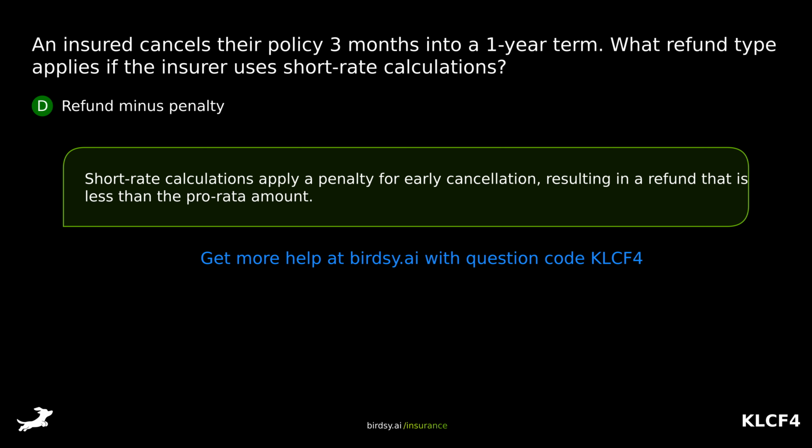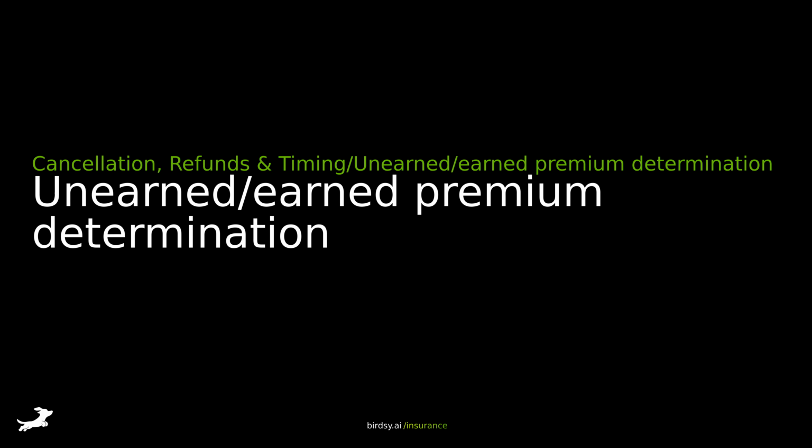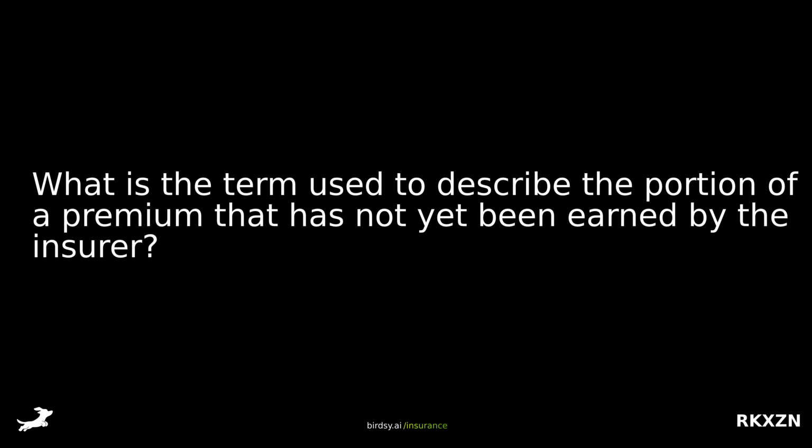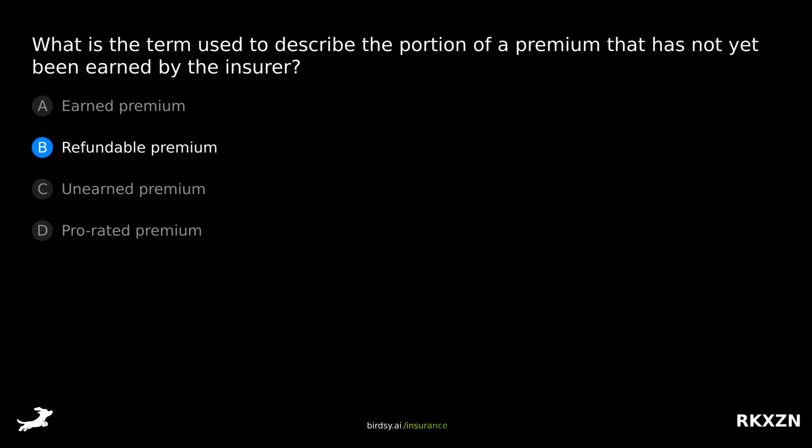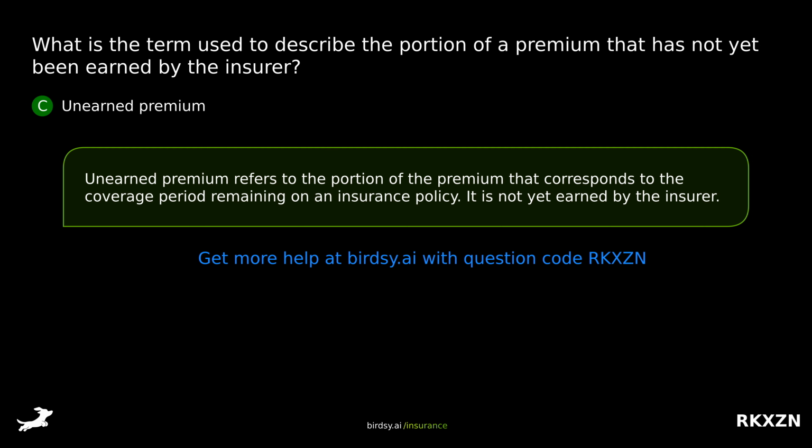Short rate calculations apply a penalty for early cancellation, resulting in a refund that is less than the pro rata amount. Unearned premium determination. What is the term used to describe the portion of a premium that has not yet been earned by the insurer? Is it A, earned premium, B, refundable premium, C, unearned premium, or D, prorated premium? The answer is C, unearned premium. Unearned premium refers to the portion of the premium that corresponds to the coverage period remaining on an insurance policy. It is not yet earned by the insurer.